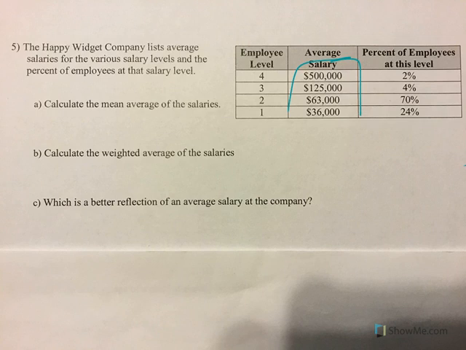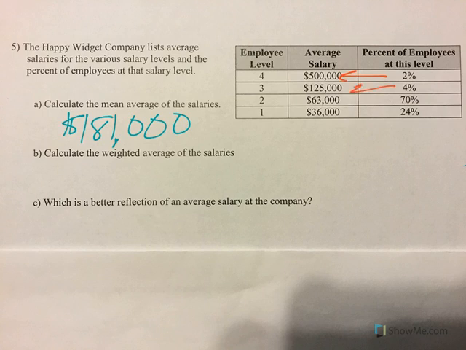Okay, so we got that value of 181,000. So they could advertise the average salary at this company is 181,000. But look at this. Only 2% make above 181,000. Only 4% make over 100,000, right? 181,000 is not even close to what most people make in this place.